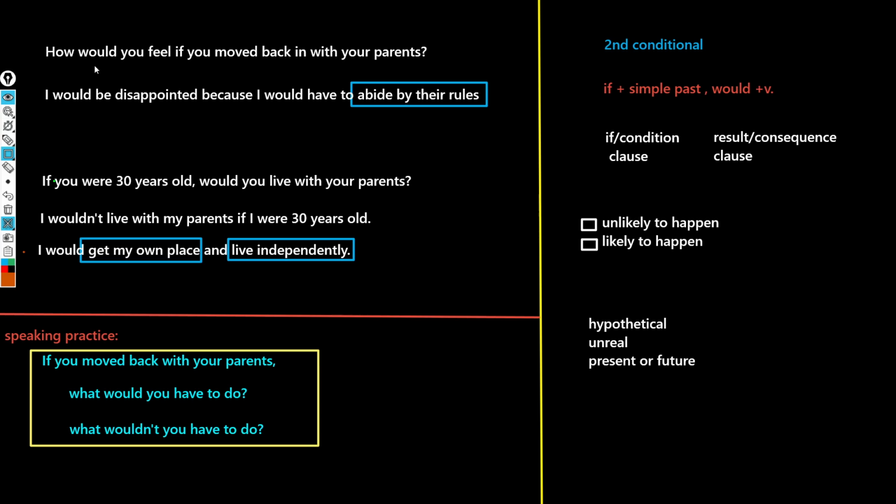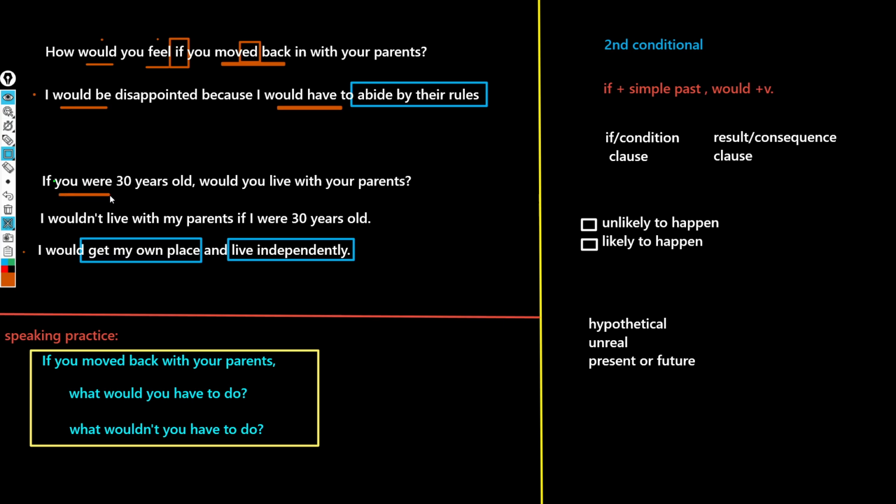So what do you have in the first one? How would you feel? So would and feel. Oh, look, there's an if here. This is a conditional sentence. What do you have after if? A tense. Moved back. Simple past. In the rest of these sentences, which show the result or the consequence, we have would plus verb. Would have to, would be disappointed.